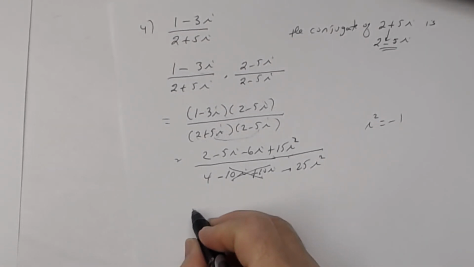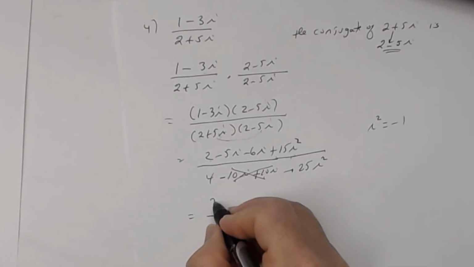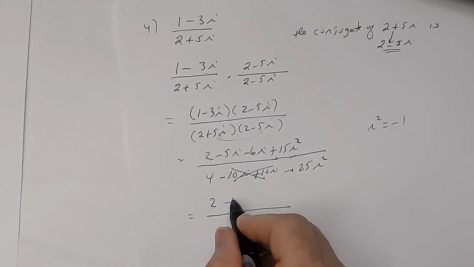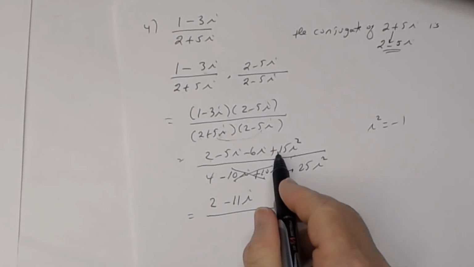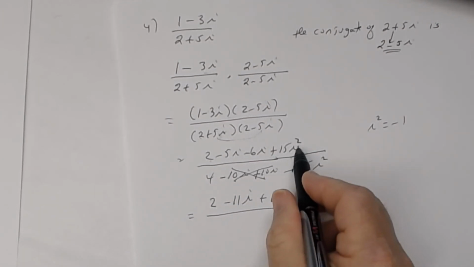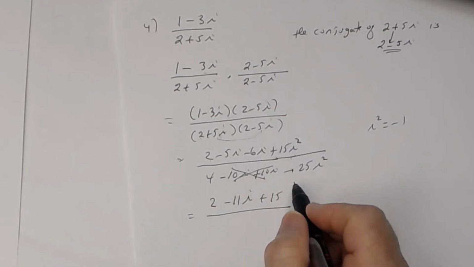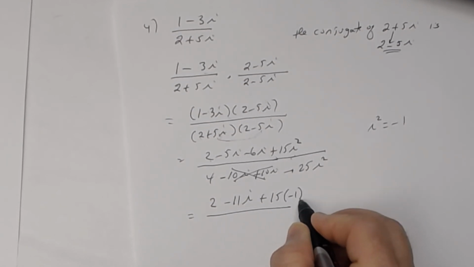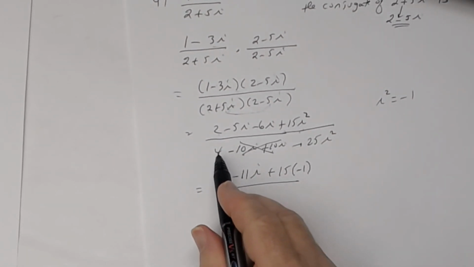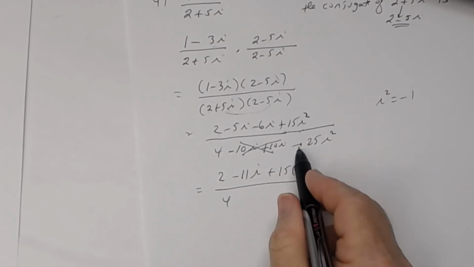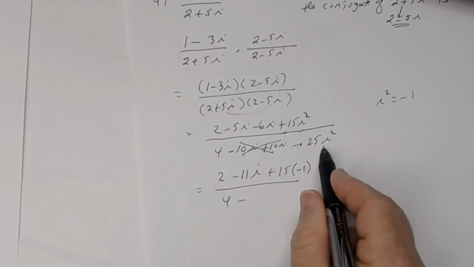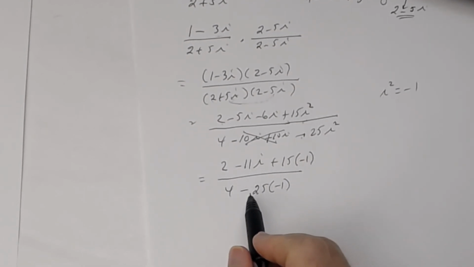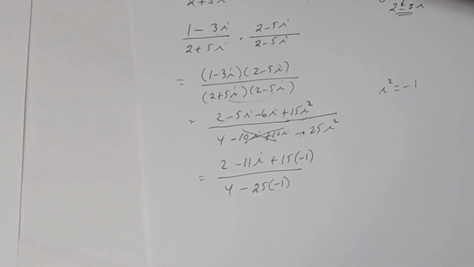All right, so let's go ahead and do that. So the numerator, I get 2, a negative 5i, and a negative 6i, which is a negative 11i. Plus 15 times i squared, and i squared is negative 1, so 15 times i squared becomes 15 times a negative 1. The denominator, I get 4 minus 25i squared, and i squared is equal to negative 1, so it becomes 4 minus 25 times a negative 1.